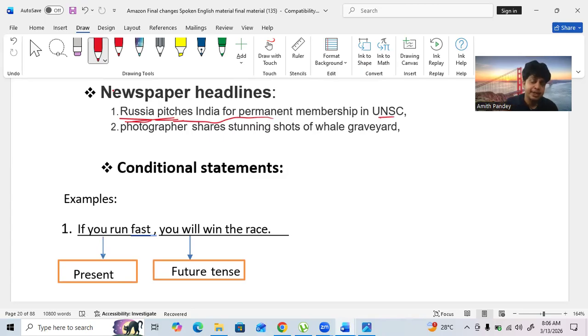Already Russia pitched, like yesterday or the day before. But in the newspaper headline, what do they write? Pitches. It's only to show that it is going on, like it happens in the present. Why? Because we pay attention to the current news, and that's the reason it is written in simple present. Even see here, photographer shares stunning shots of whale graveyard. The photographer has already shared, but what is written? Shares. Getting the point? Shares stunning shots of whale graveyard. Clear?